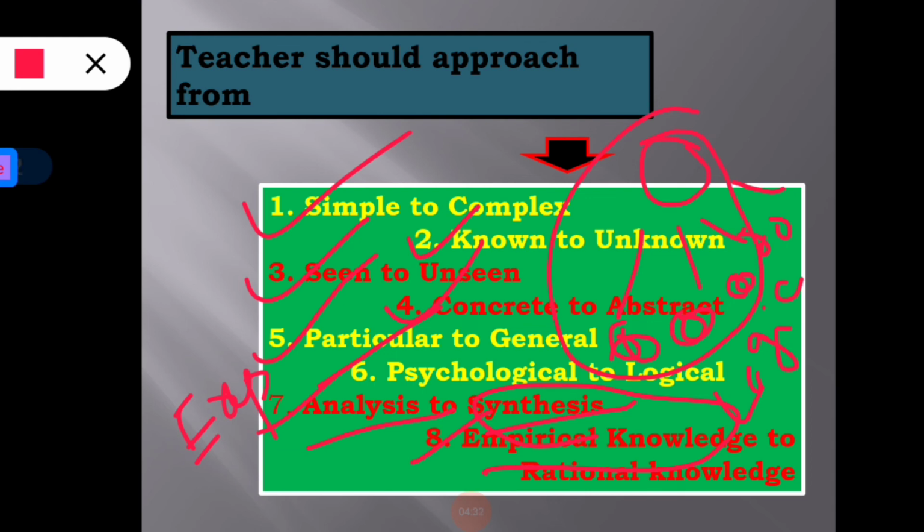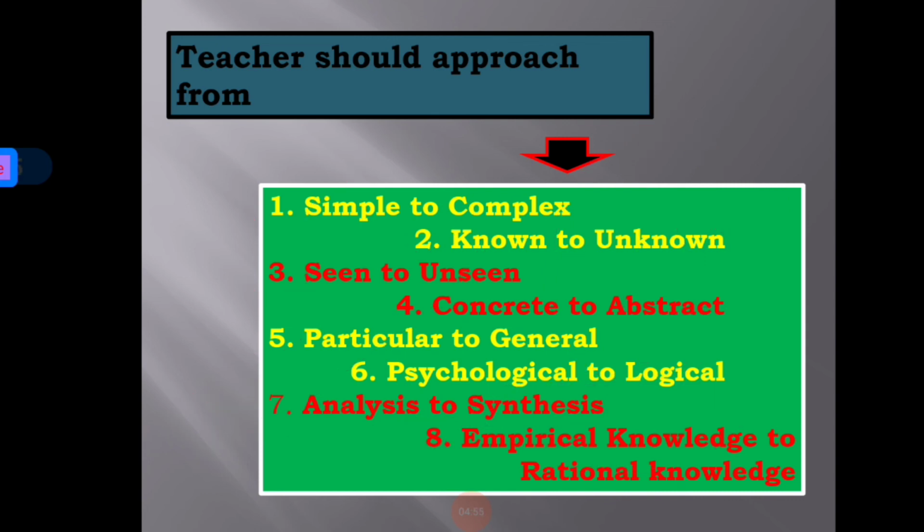Okay, so empirical knowledge is specific and rational knowledge is general. That's why teaching should be from empirical knowledge to rational knowledge, and the teacher should always encourage self study among the students. I think the teaching process is clear to everyone. So now we are going to the next slide.